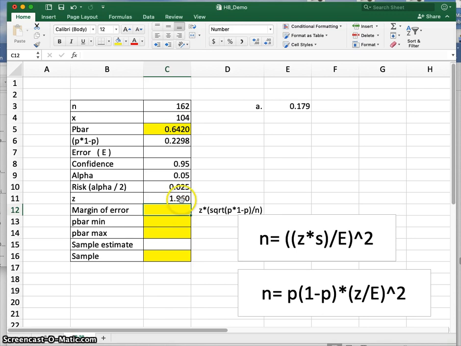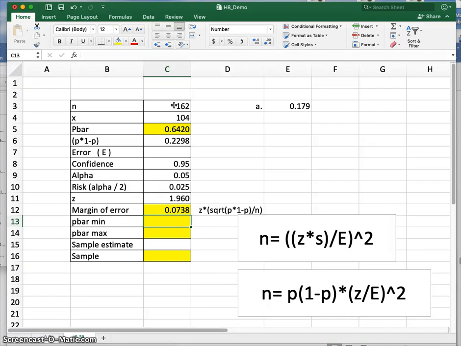Okay. Now I have all the information I need in order to use this formula. Equals z right here times the square root of p times 1 minus p divided by n. Okay, so our margin of error is 0.0738.